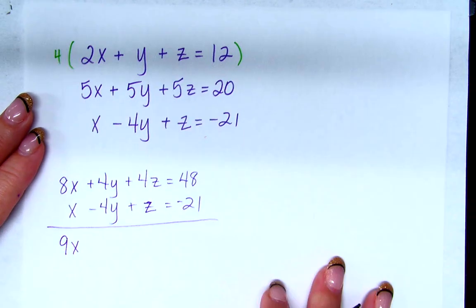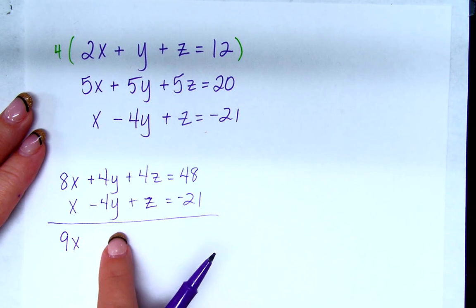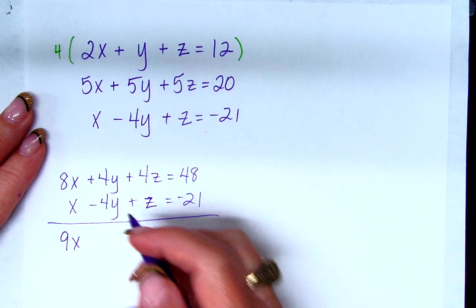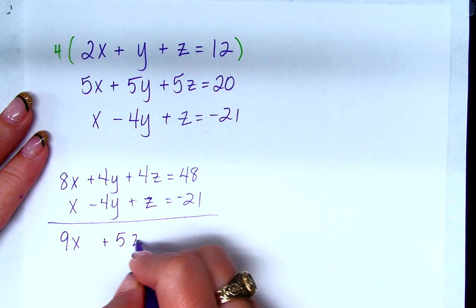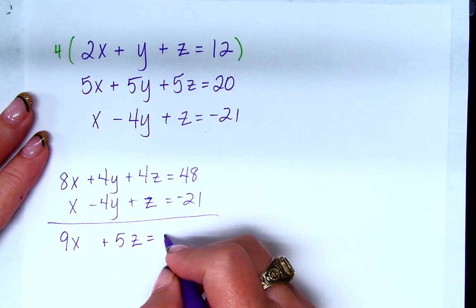9x. 4y and -4y? 0. 4z and 1z? 5z equals 27.